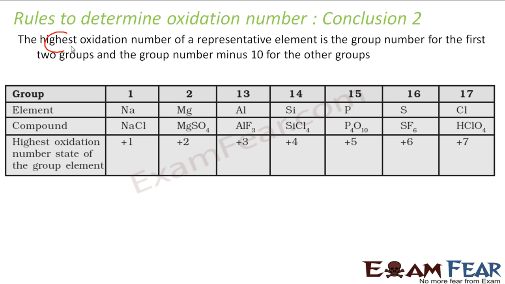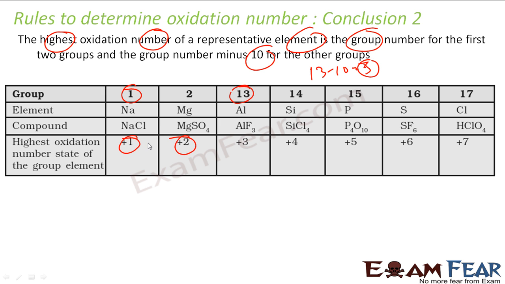And the second conclusion was that the highest oxidation number of an element in a given group is nothing but the group number minus 10. For example, for group 1, the highest number is +1. It can have -1 also, but the highest is +1. For magnesium, the highest number is +2. It can have +1 also, but the highest is +2. For aluminum, which is group 13, 13 minus 10 is 3, right?